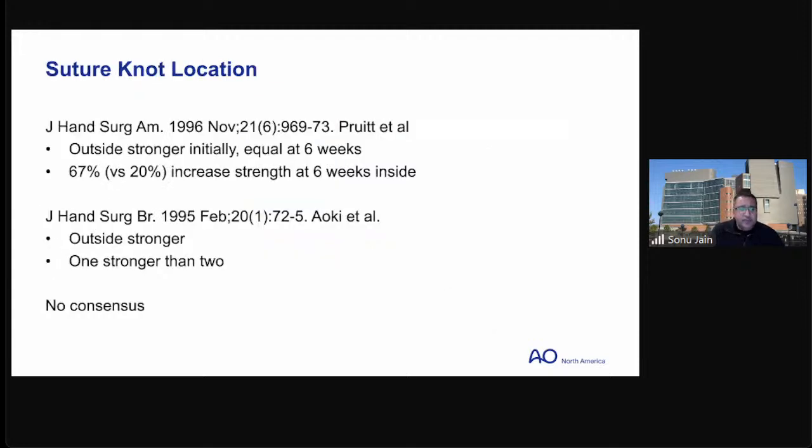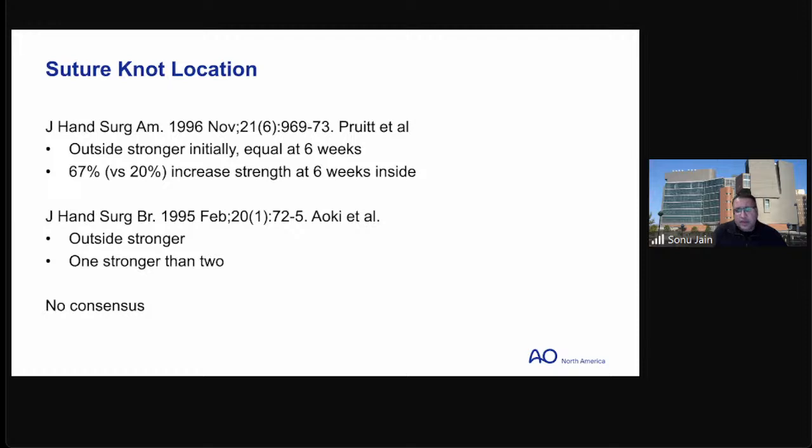So the knot location, essentially, there's no consensus. The thought is that the outside is stronger initially, but equal at 6 weeks, and one knot is stronger than 2, which makes sense. If the failure is at the knot, then it makes sense to have 1 knot rather than 2. But again, it's not critical.